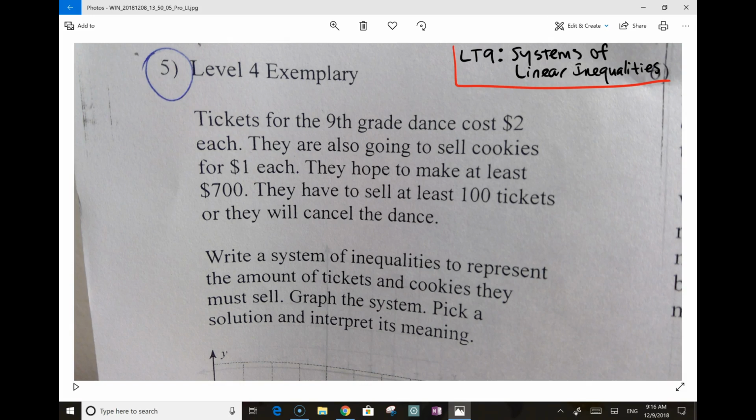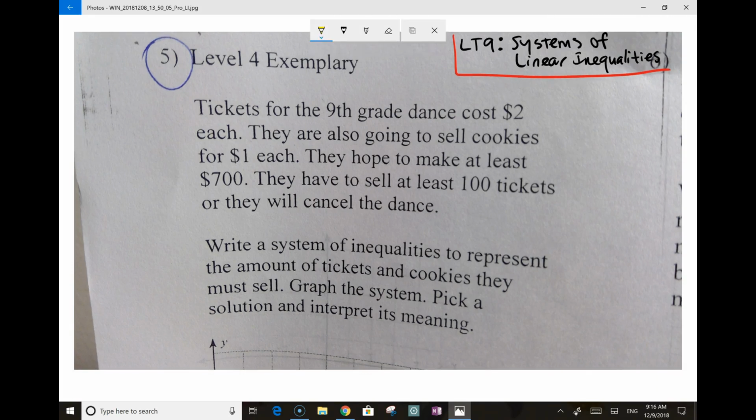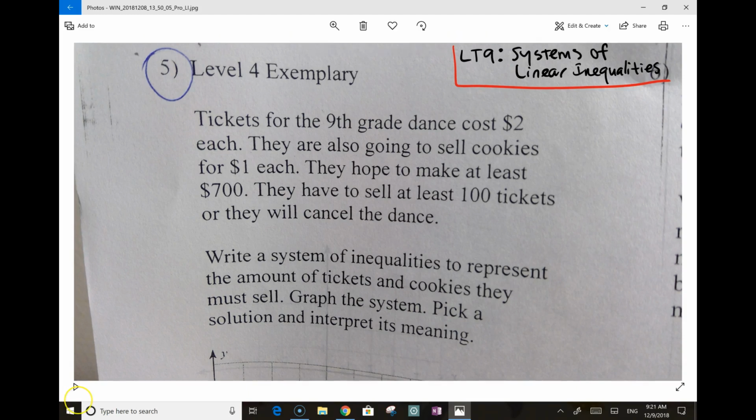Another word scenario. Well, it's your lucky day today, isn't it? So tickets for the ninth grade dance cost $2 each. They are also going to sell cookies for $1 each. They hope to make at least $700. They have to sell at least 100 tickets or they will cancel the dance. Wouldn't want that. Write a system of inequalities to represent the amount of tickets and cookies they must sell. Graph the system, pick a solution, and interpret its meaning.